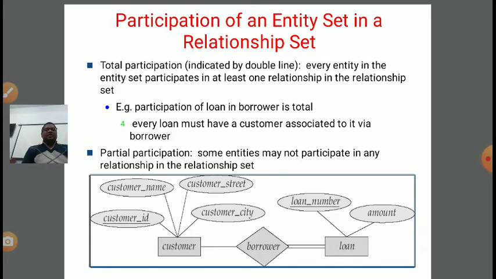Means we are discussing that the entities are associated with the help of a relationship, but they are totally participated or partially participated. They are participating totally or partially. So what is the meaning of this? You will come to know with the help of this example. So total participation is indicated by a double line.